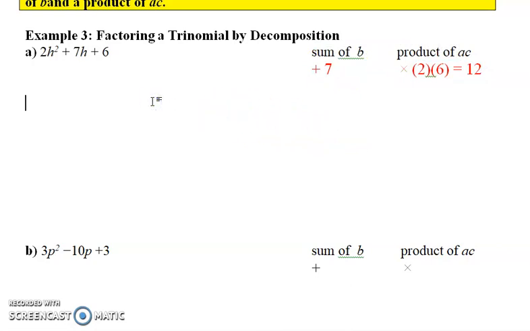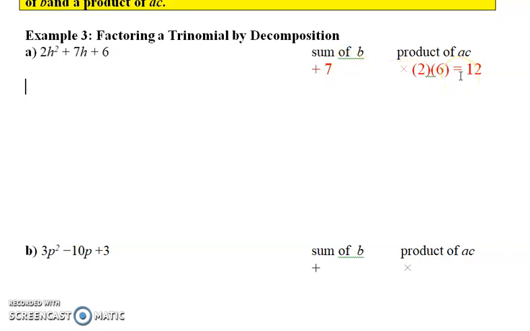This is what we call decomposition. So what are those two numbers going to be? Two numbers that add together to give 7. We only have a few options, right? Remember we did the chart in the previous example? So we only have three options.